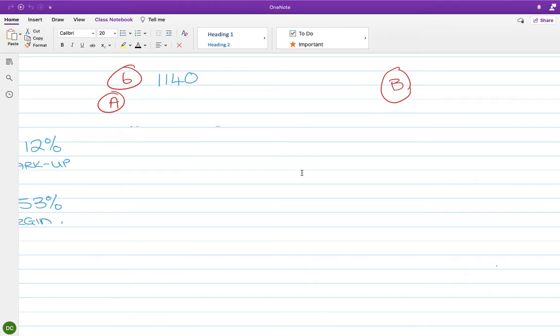So we know that percentage margin is the profit over the selling price multiplied by 100, right? Yeah. Now let's fill in what we know. So we know that this selling price gave a margin of 25%. Yeah, we know that.